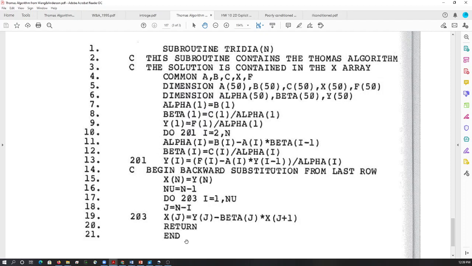All right, and then at the end, hey, look at this. Here's begin backward substitution, and you just pop. Here's our backward substitution in its do loop. So this is the forward part of the loop, the do 201 loop, and this do 203 loop is the back substitution, and it just pops the answer out much, much faster than if you went through all the other elements of the matrix.